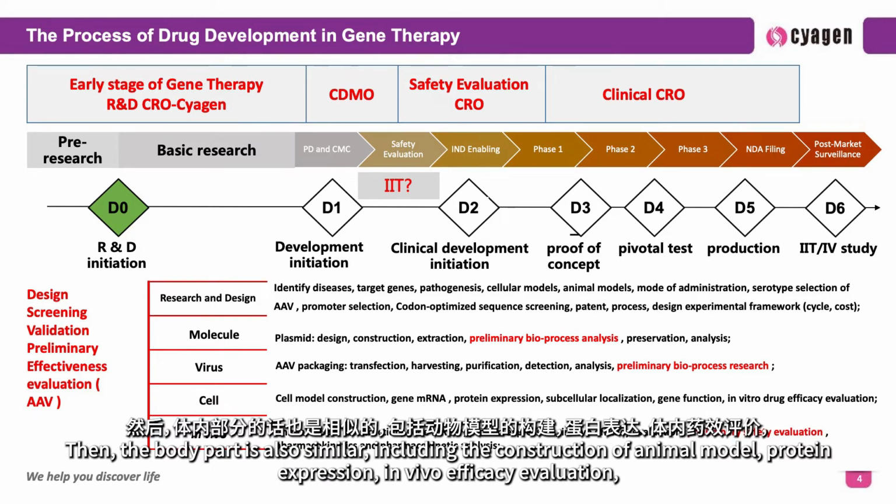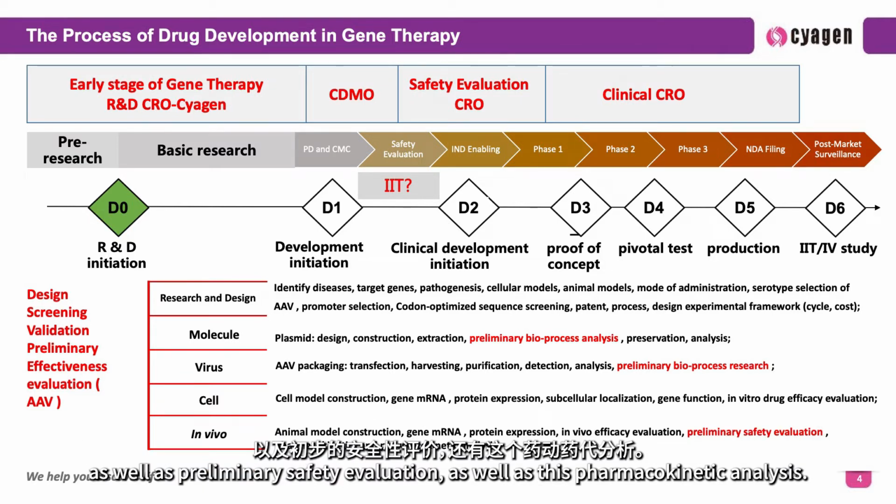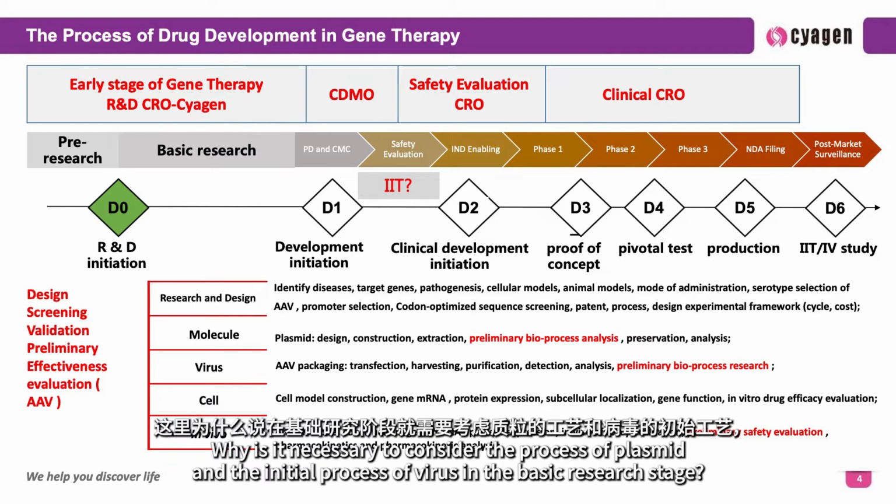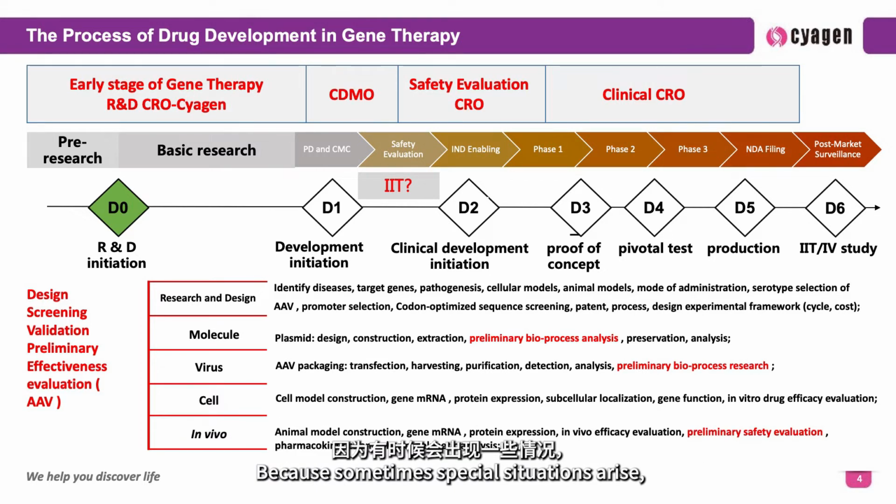Then, the in vivo part is also similar, including the construction of animal model, protein expression, in vivo efficacy evaluation, as well as preliminary safety evaluation, as well as pharmacokinetic analysis. Why is it necessary to consider the process of plasmid and the initial process of virus in the basic research stage? Because sometimes special situations arise.